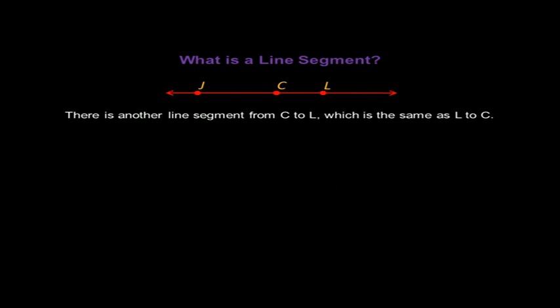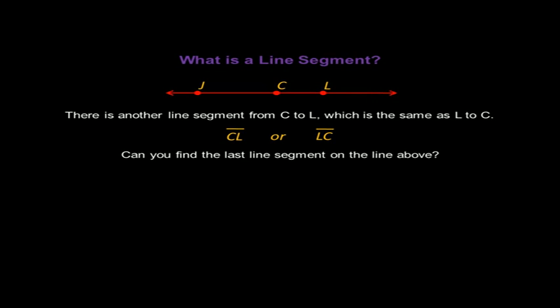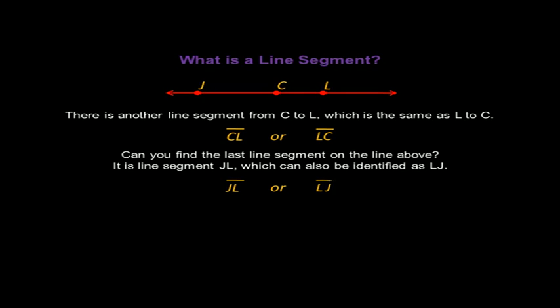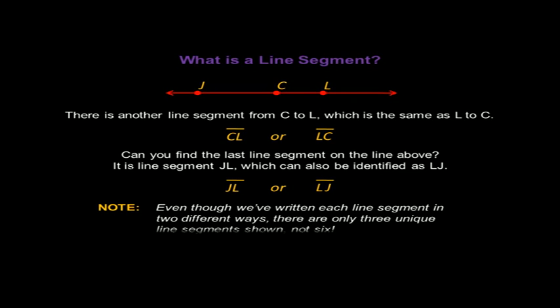Now there's another line segment from C to L, which is the same as L to C. So we can write that as CL with the line segment symbol above it, or we can swap the letters and write LC with the line segment symbol above that. Can you find the last line segment on the line above? It's line segment JL, which can also be identified as LJ. So we can write it down as JL with the line segment symbol, or LJ with the line segment symbol. Now please note, even though we've written each of the line segments in two different ways, there are only three unique line segments shown, not six.